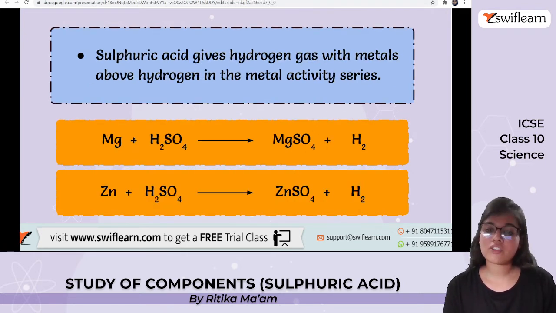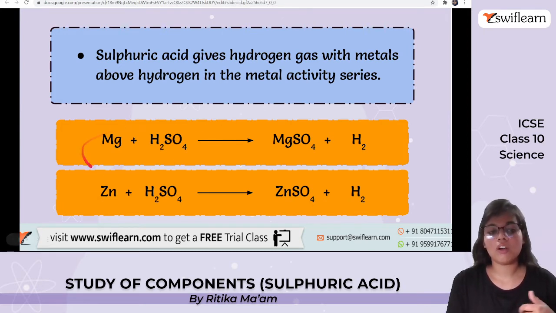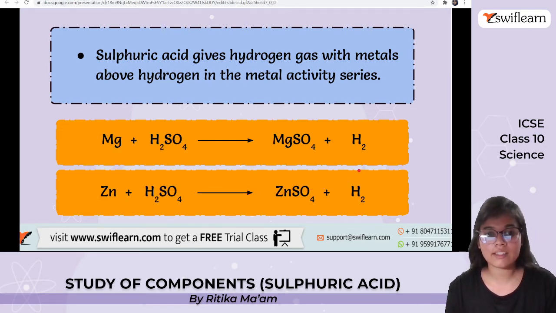Next, it gives hydrogen gas when it is reacted with a metal. Here we are making it react with magnesium, and it is giving out hydrogen gas.